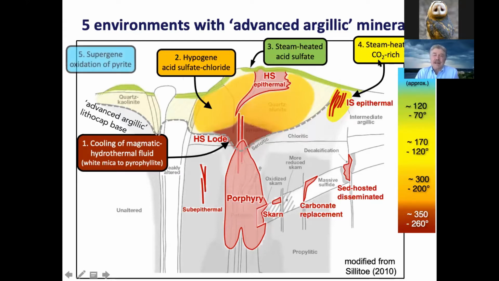And finally, there's the supergene, the post-ore mineral oxidation of pyrite in the atmosphere. This is afterwards, and this of course can overprint all of these environments.